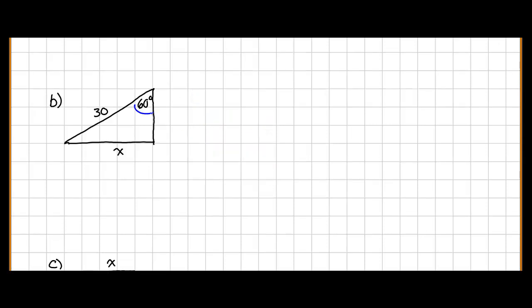In this next one, given the angle 60, I've got the opposite side and the hypotenuse. So that requires us to use the sine of 60, which is equal to the opposite over the hypotenuse. Sine of 60, we saw previously, is equal to root 3 over 2. So root 3 over 2 is equal to x over 30.